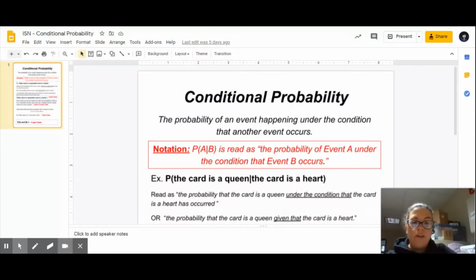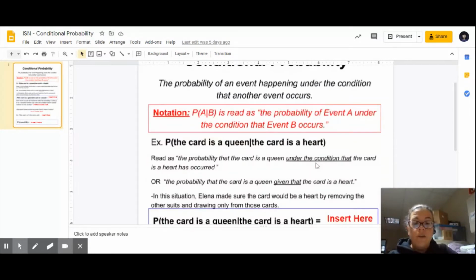All right, so looking at our conditional probability page, here's our definition: the probability of an event happening under the condition that another event occurs. So this word condition is what gets it called a conditional probability. Here's the notation. P parentheses A/B is read as the probability of event A under the condition that event B occurs.